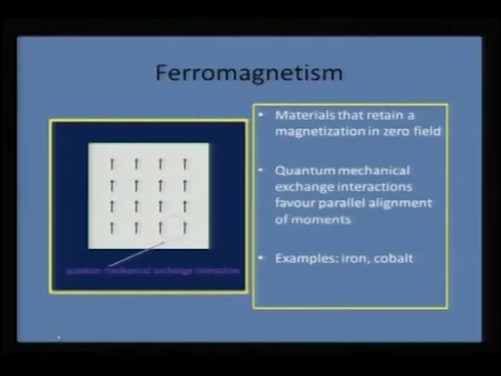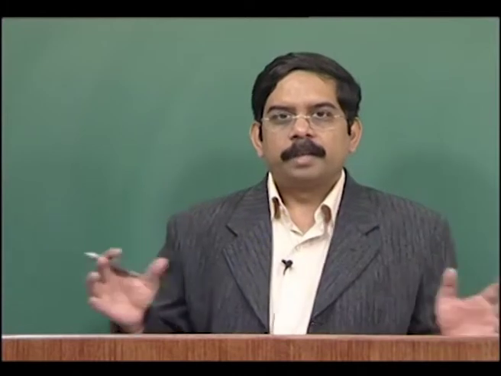When we come to ferromagnetism, this is viewed based on quantum mechanical exchange interaction, in materials that retain magnetization even in zero field. So there should be net polarization of these dipoles in the absence of the magnetic field. The quantum mechanical exchange interaction favors parallel alignment of moments. Examples are the magnetic elements like iron, cobalt and also nickel. The exchange interaction depends on the correlation length, how closely they are placed, and once they are at an optimum distance, when exchange is involved, this will result in a bigger cluster, and therefore there will be a net magnetic moment.